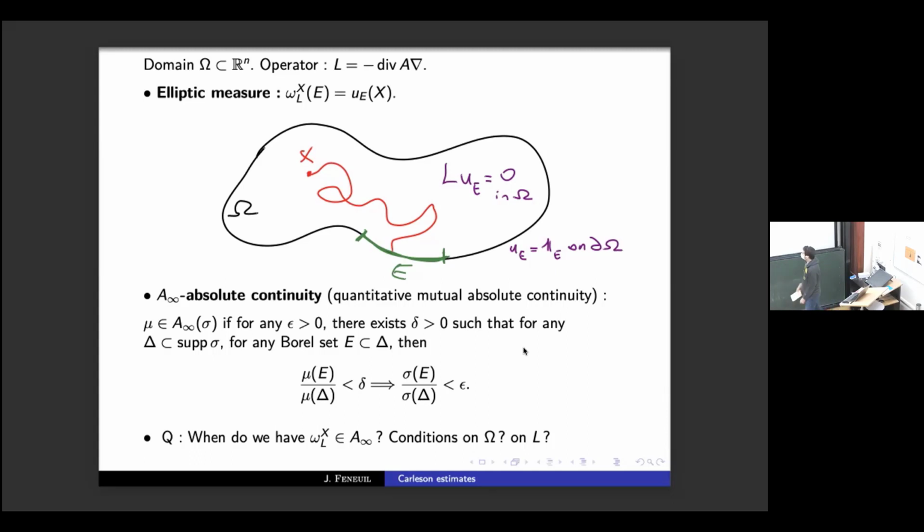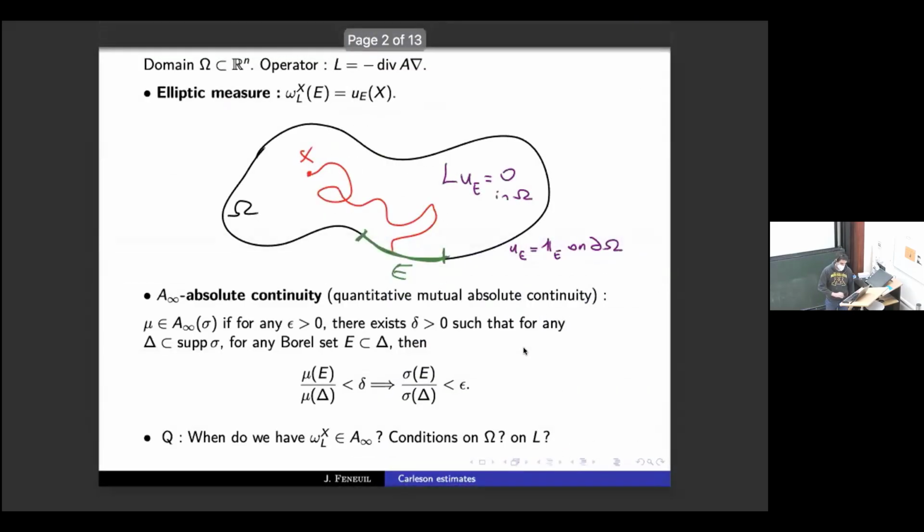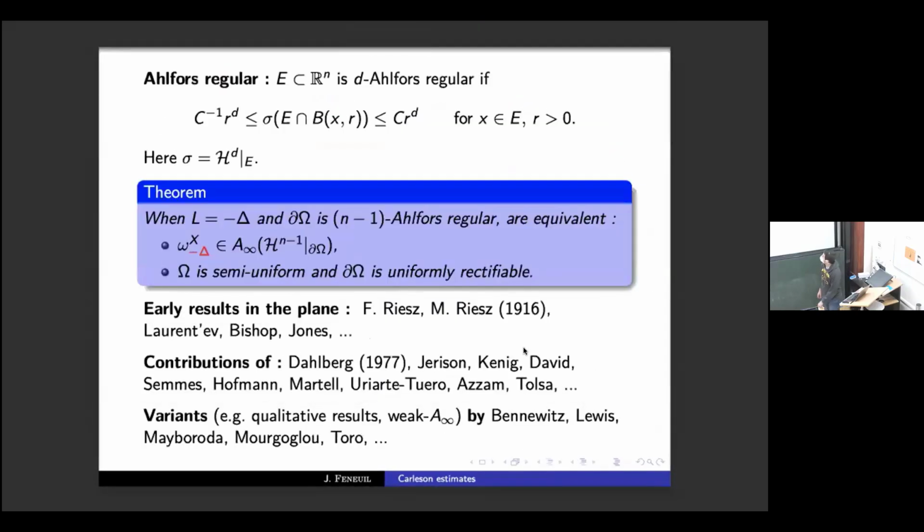So we want to look at the condition on the set omega and the condition on the operator. So let's introduce some definitions first. You probably have heard of it already.